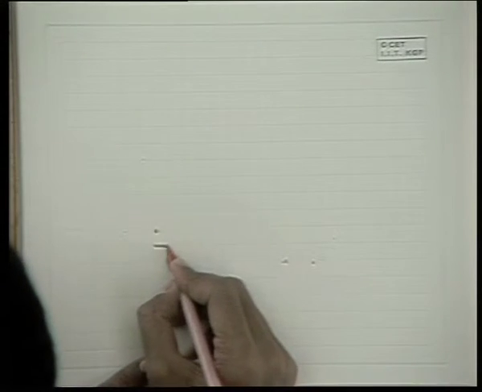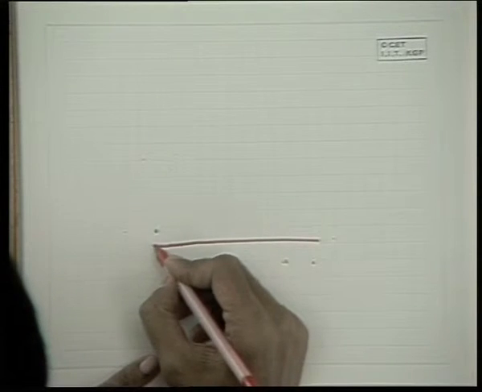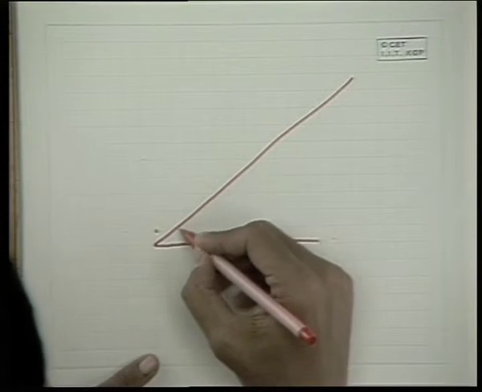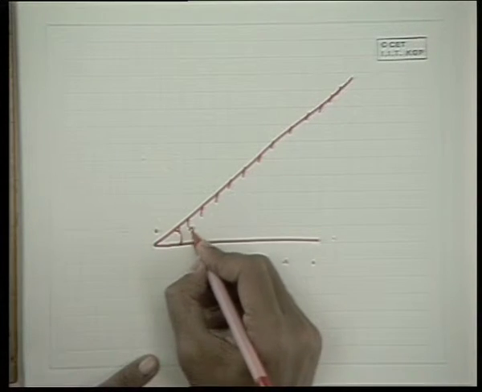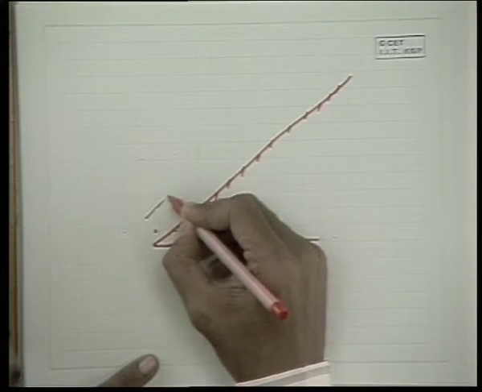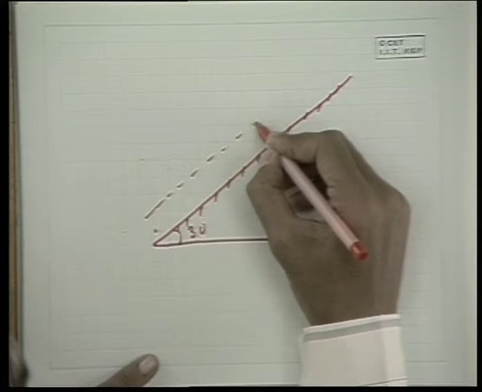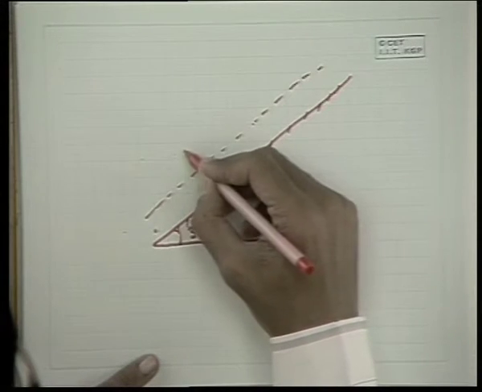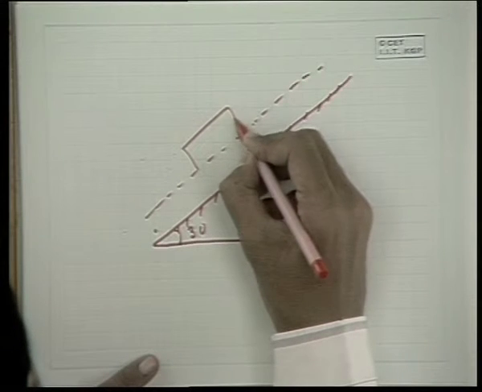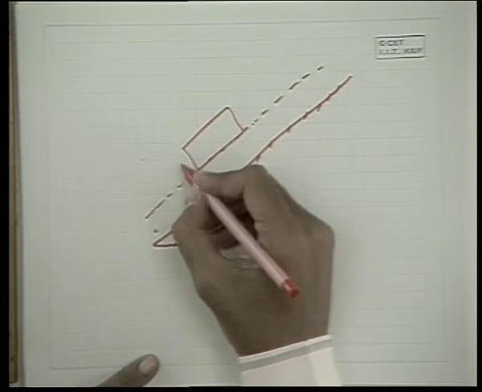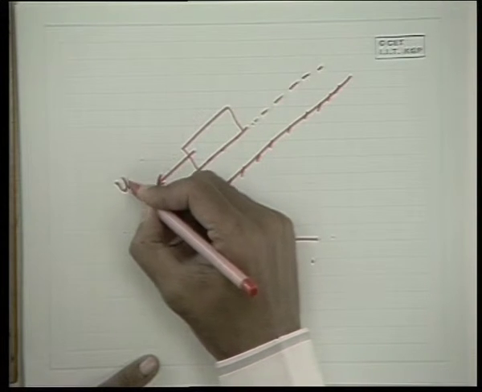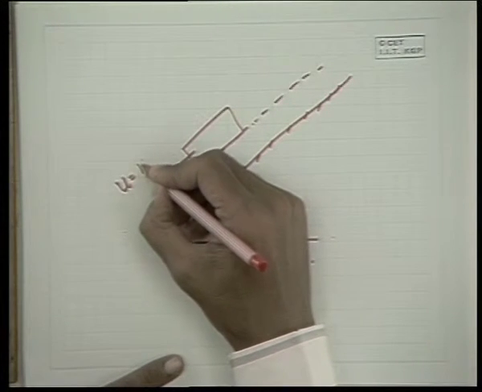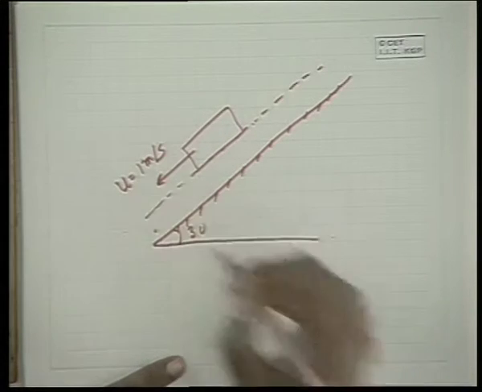So the problem is like this. There is an area, this is 30 degree. Let this be, in exaggerated view, a thin film of the liquid, and this is the body which is moving with a velocity of capital U, a constant velocity of 1 meter per second.